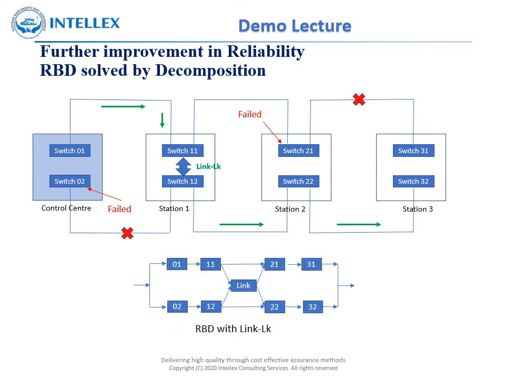It can be seen that due to provision of the link, RBD has become complex and it is not possible to solve it by simple series parallel combinations. In this case, the method of decomposition of RBD is employed.